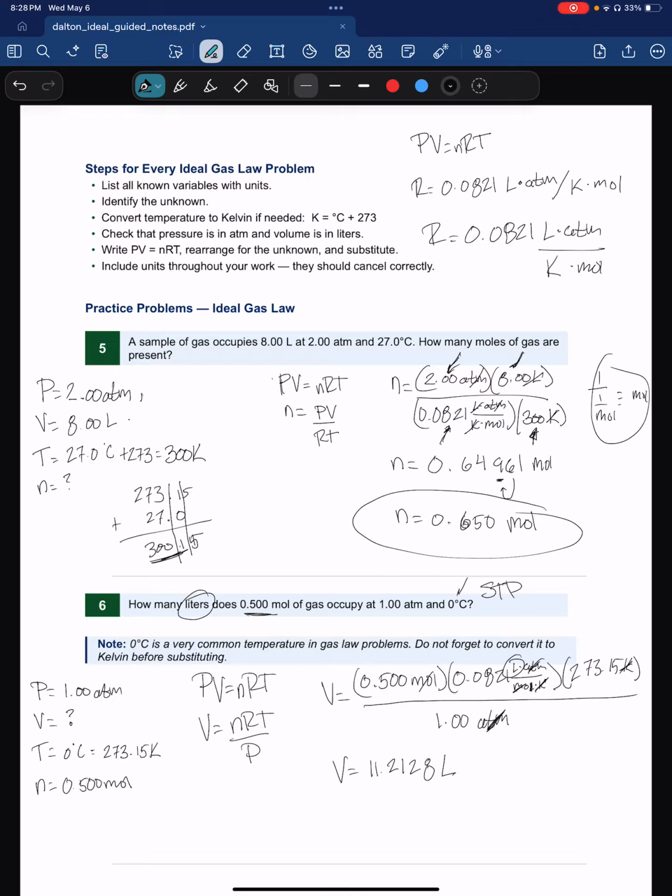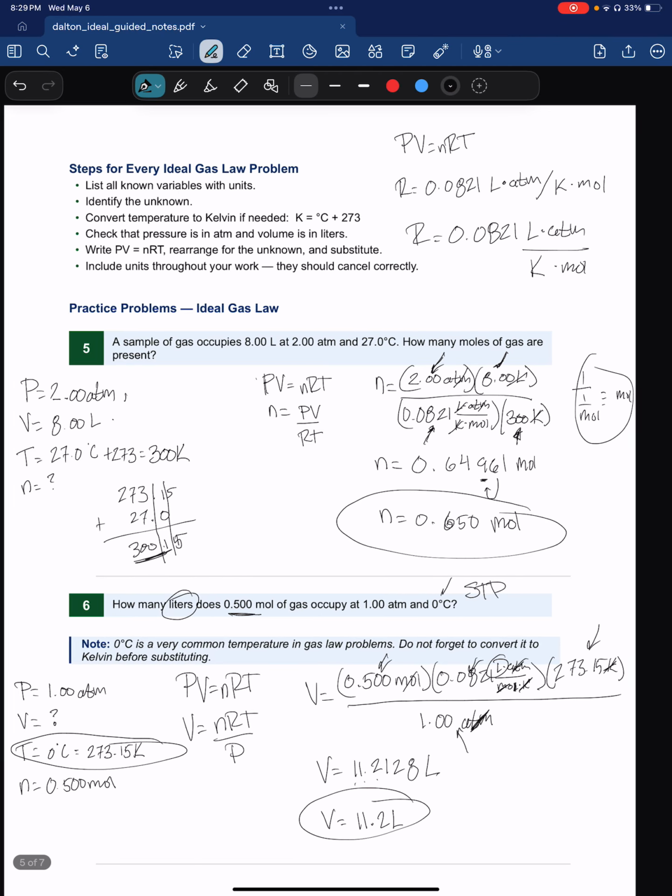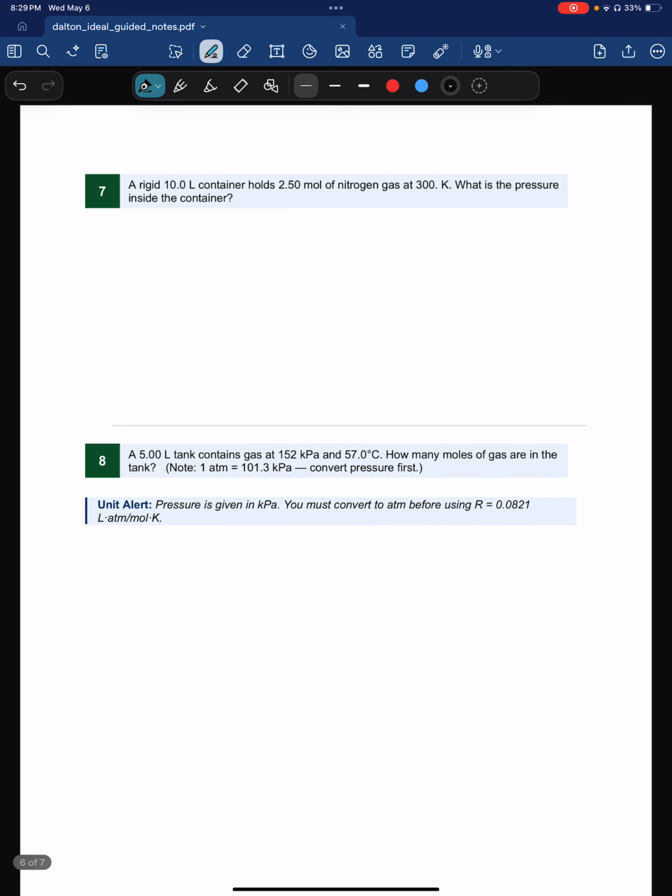Great. 3 significant figures here, 3 here. Because of our math over here, this is also only going to have 3 sig figs, and this is 3 sig figs. 1, 2, 3. My volume is 11.2 liters. Great. All right.